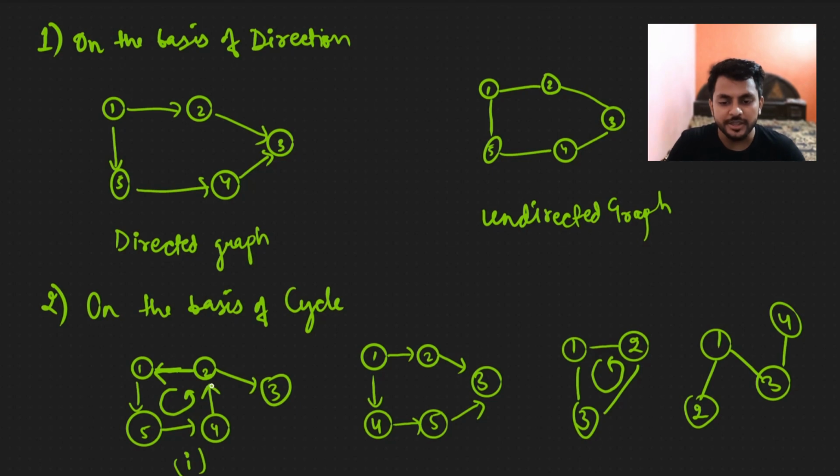If you see this graph contains a cycle, so I would say this is a directed graph plus this is a cyclic graph. So I would say this is a directed cyclic graph. This graph is directed but it does not contain a cycle, so this is known as a directed acyclic graph, or in short we say DAG. And for a directed graph, in short we say digraph.